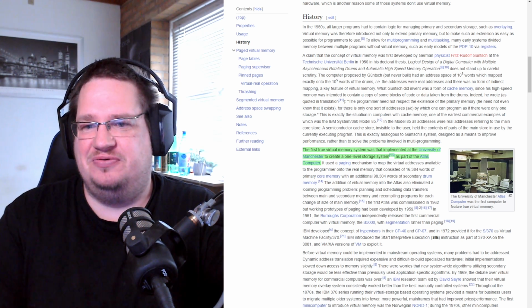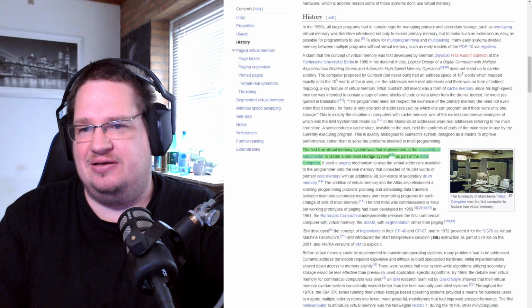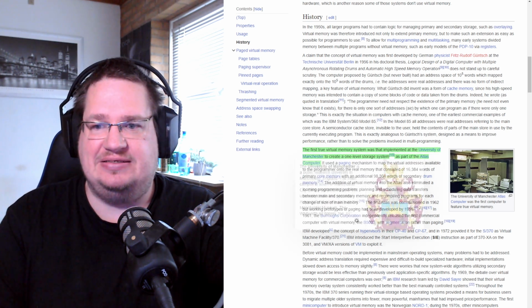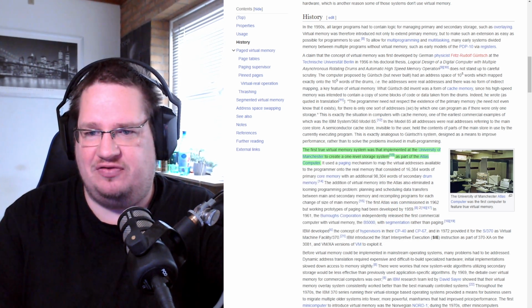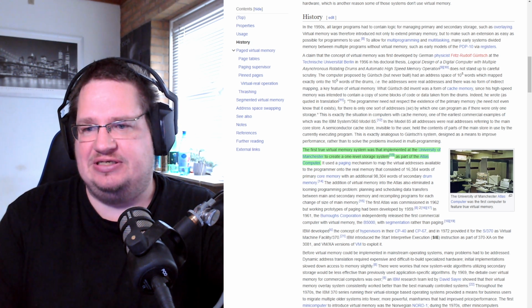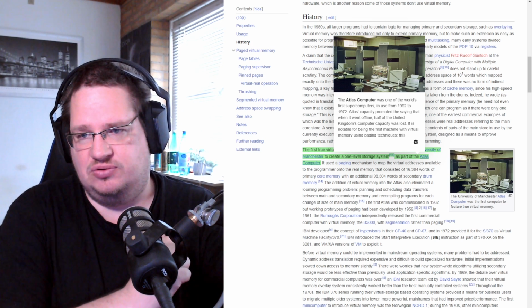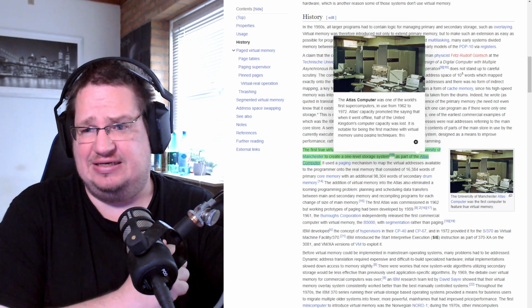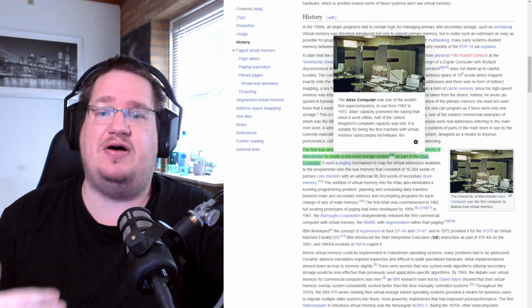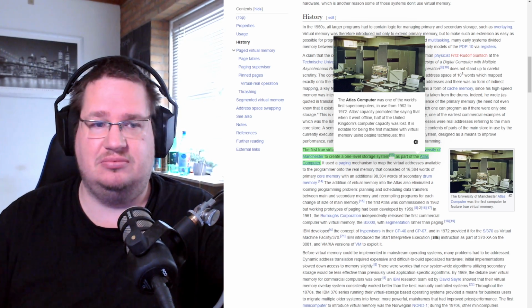But a true virtual memory system was implemented at the University of Manchester. Those Brits, they invent almost everything. They created a one-level storage system as part of the Atlas computers. The Atlas computers were one of the world's first supercomputers, in use from about 62 to 72. That's how far back virtual memory stems.